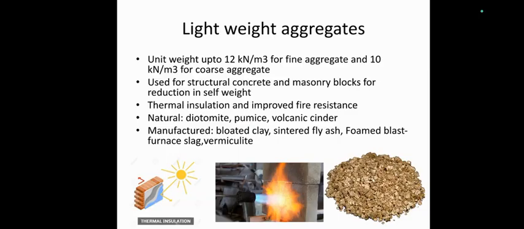Naturally, dolomite, volcanic cinder, pumice and others come under natural lightweight aggregate. Sometimes lightweight aggregate is also manufactured: bloated clay, sintered fly ash, vermiculite, like that. Many manufactured artificial lightweight aggregates are also there. So the main advantage is that it will provide thermal insulation and also fire resistance.